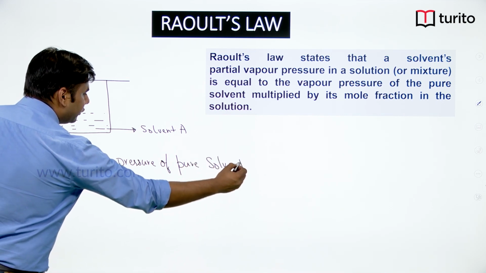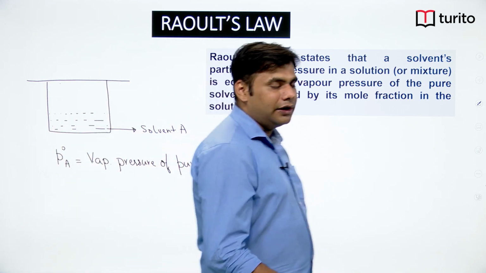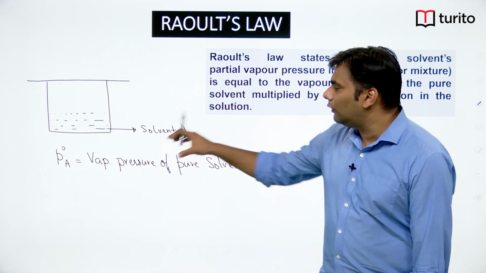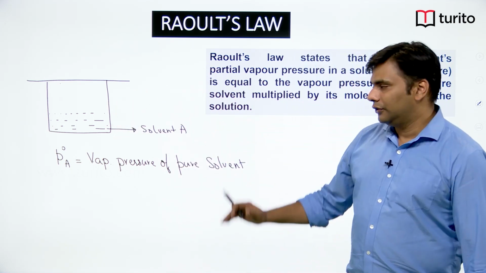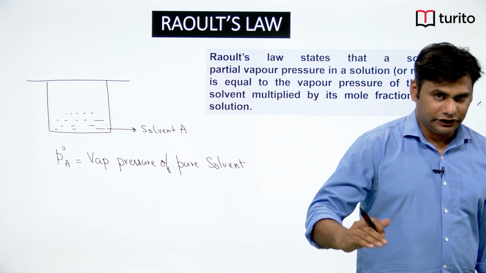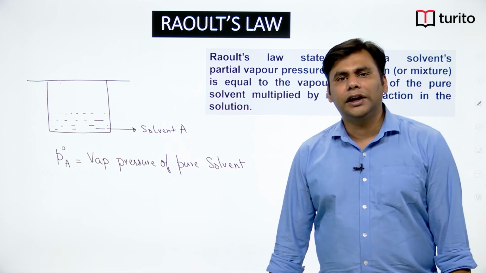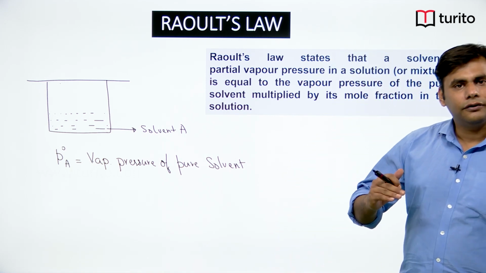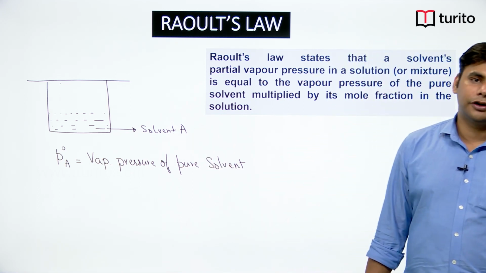So initially I will have only the vapor pressure of the pure solvent, because there is no other component present. Now suppose I add some solute to it. When we add a non-volatile solute, the vapor pressure of the solvent would decrease, because the surface will be occupied by solute molecules. So the number of solvent molecules on the surface of the liquid will decrease, less vapor would be formed, and the vapor pressure would decrease.